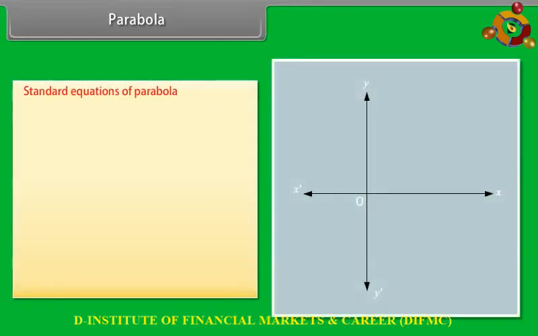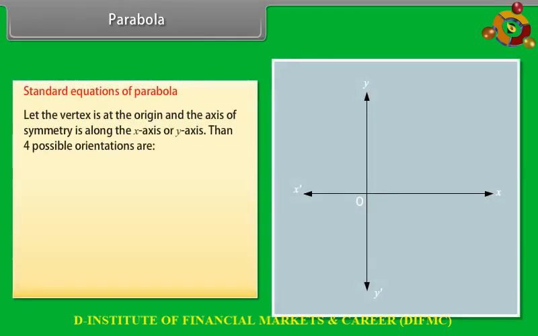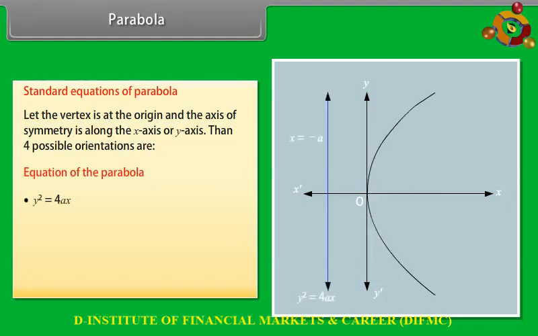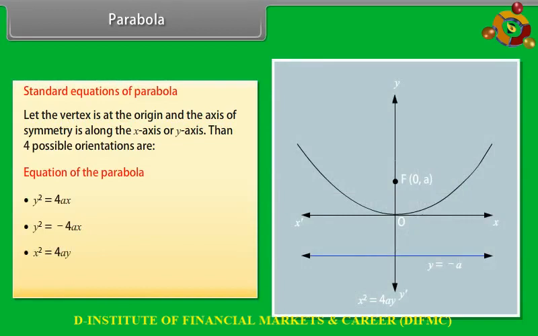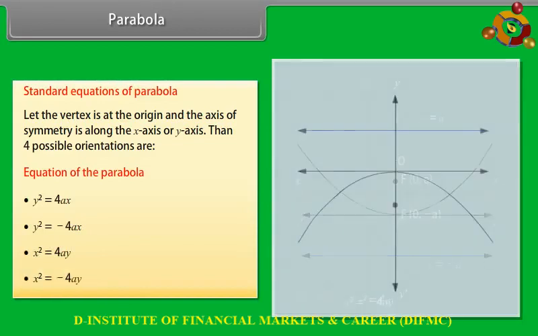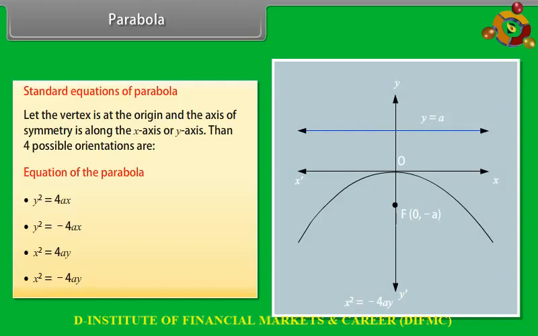Standard equations of parabola. Let the vertex be at the origin and the axis of symmetry be along the x-axis or y-axis. Then four possible orientations are: equation of the parabola y^2 = 4ax, y^2 = -4ax, x^2 = 4ay, x^2 = -4ay.